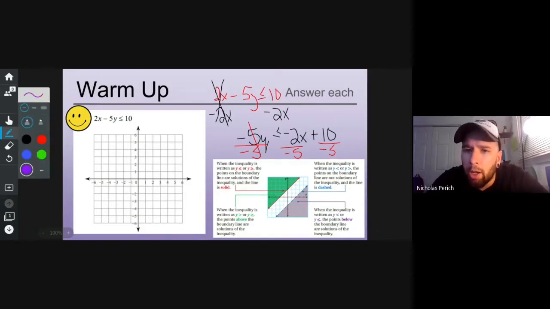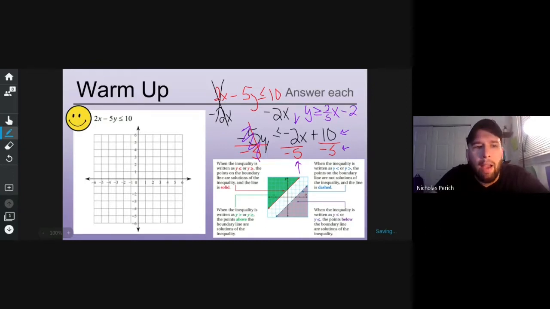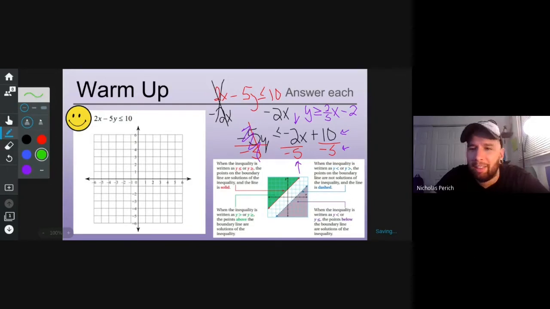Oh, looky there. I just divided by a negative. What does that mean? Well, up here, I'll write out what it means. Up here, I have y is greater than or equal to, because we divided by a negative, we flip the sign. Negative 2 over negative 5 is going to be positive 2 over positive 5 x, and then 10 divided by negative 5 is minus 2.